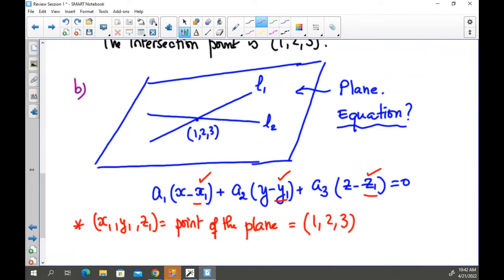But what is missing now? What is missing in this equation? Yes, A1, A2, and A3 is a normal vector. A1, A2, A3 is a normal vector to the plane. So I need to find the normal vector to this plane. How do I get it?